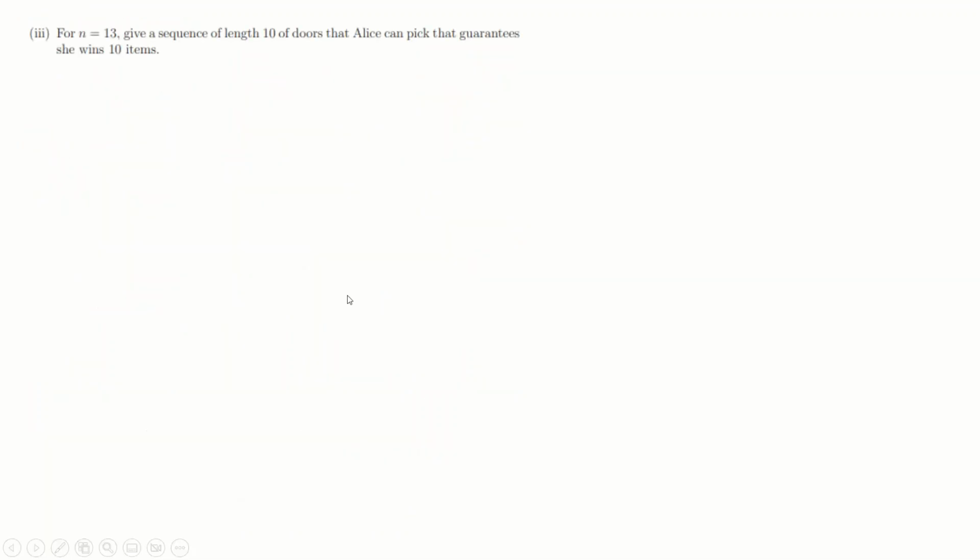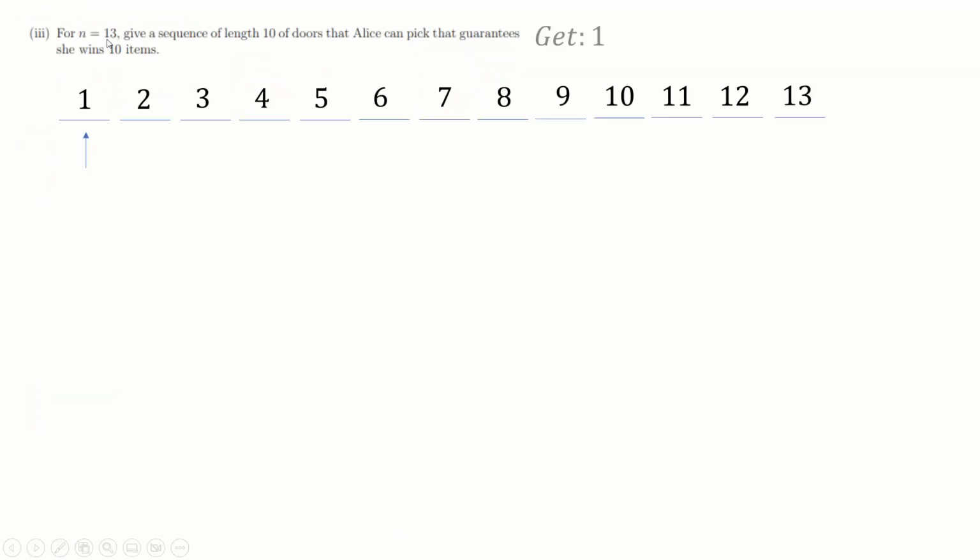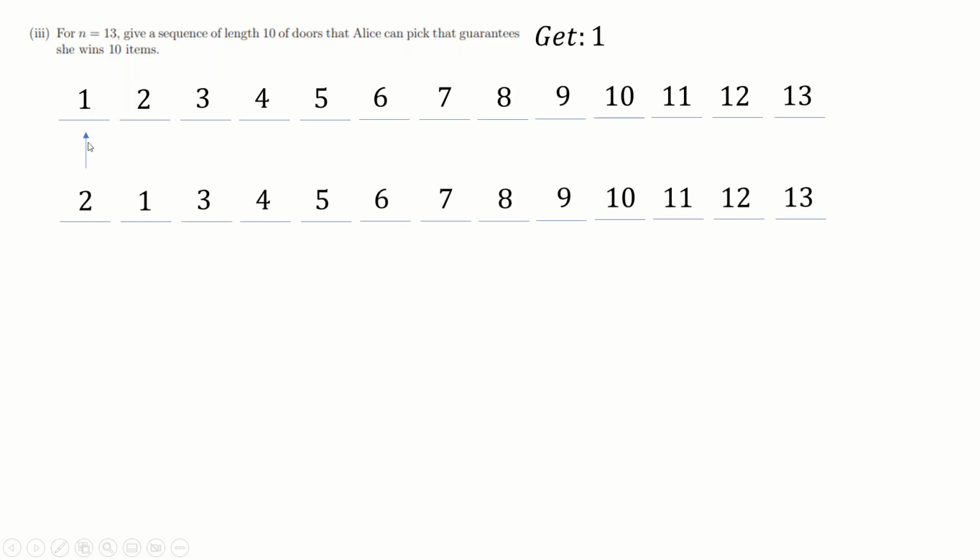Good. What about a slightly more efficient thing? So n is 13 again. Can we find a way to do 10 choices and get 10 items? So we have to be much more intelligent here. So let's pick door number 1 and get item number 1. And now he has to swap 1 and 2. But now, of course, that means we can pick door number 1 again and guarantee ourselves number 2. And then he has to swap them back.